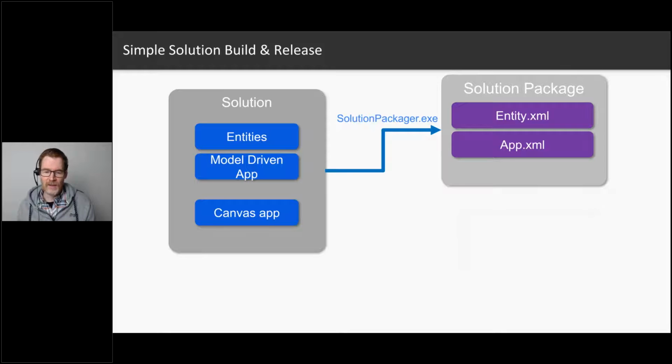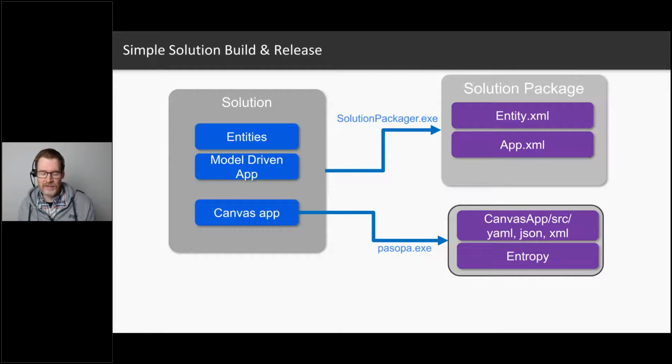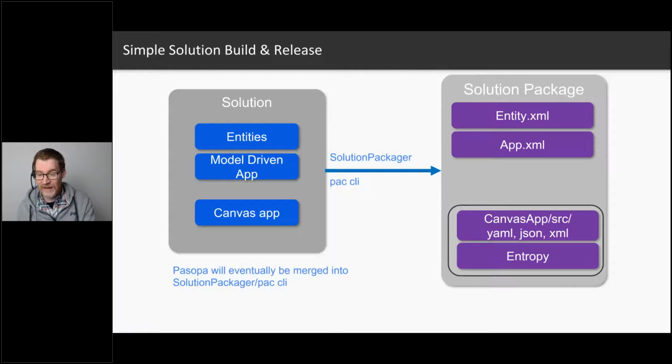But the Canvas app, which was always a bit of a problem, this is where the Power Apps Solution Packager solves it, because it takes that MSAPP file and unpacks it into something that's much more human readable. It's like a set of files which are the Power Apps source code. It's the source code for your app. And eventually, rather than being a separate tool, it's going to be rolled into the Solution Packager or the Power Apps CLI. At the moment it's separate, but eventually it's going to be part of the same tooling.